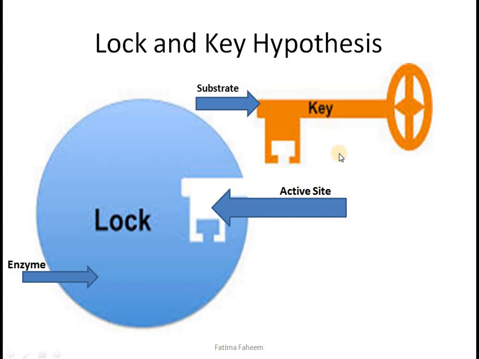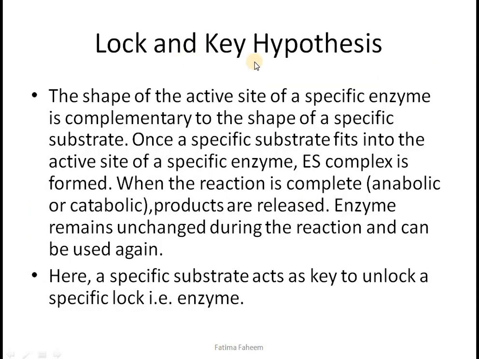Let's see the lock and key hypothesis now. It's very simple. The lock and key hypothesis suggests that the enzyme is acting as a lock which will be unlocked by a specific key, which is actually the substrate. The position where the key or the substrate would attach to the lock is called the active site. This is the theory of the lock and key hypothesis, which states that the shape of the active site of a specific enzyme is complementary to the shape of a specific substrate.